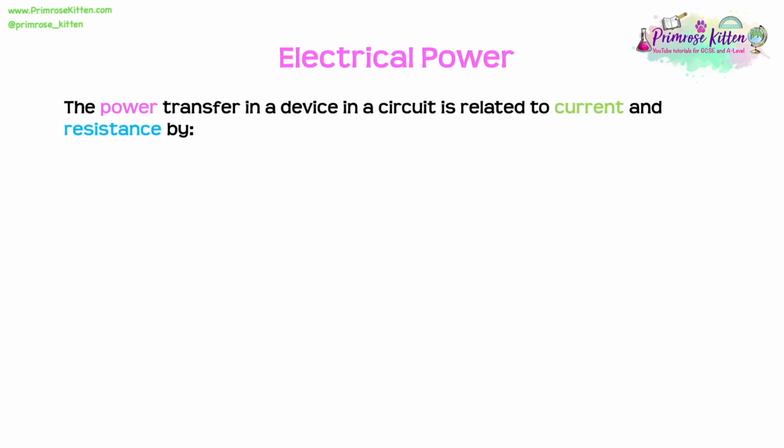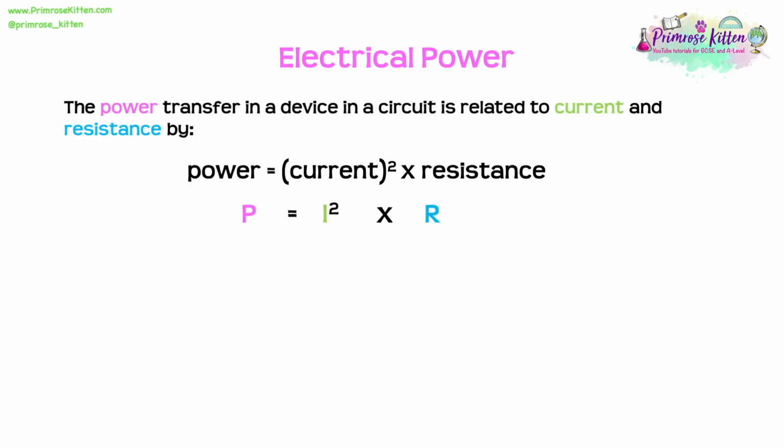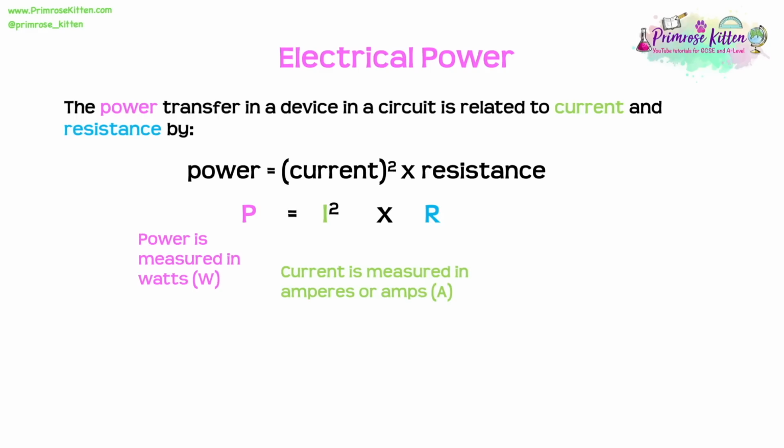We can also calculate the power transfer in a device using the current and the resistance. Now this equation's a little bit trickier because it's power equals current squared times resistance. Don't forget that squared. So using the symbols, that would be P equals I squared, I for current, times R. And remember, of course, power is measured in watts, which is a capital W. Current is measured in amperes or amps, which is a capital A. And resistance is measured in ohms, which is that Greek symbol of the omega sign.